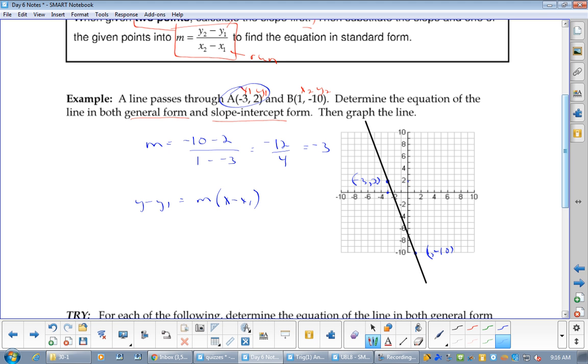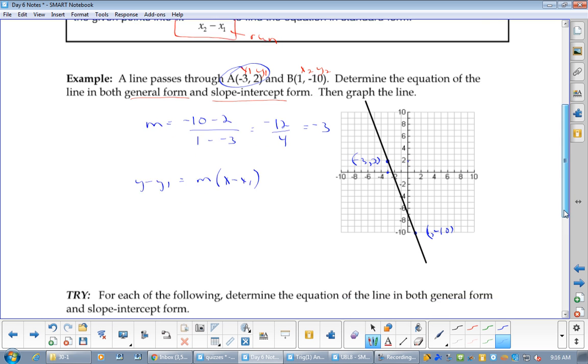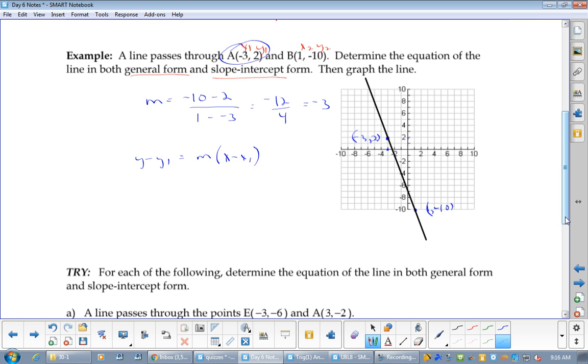Now, because this is an equation, I'm not going to fill in x or y. I need x and y in my equation, but I do want to fill in x1 and y1. Now, which point should I use above?